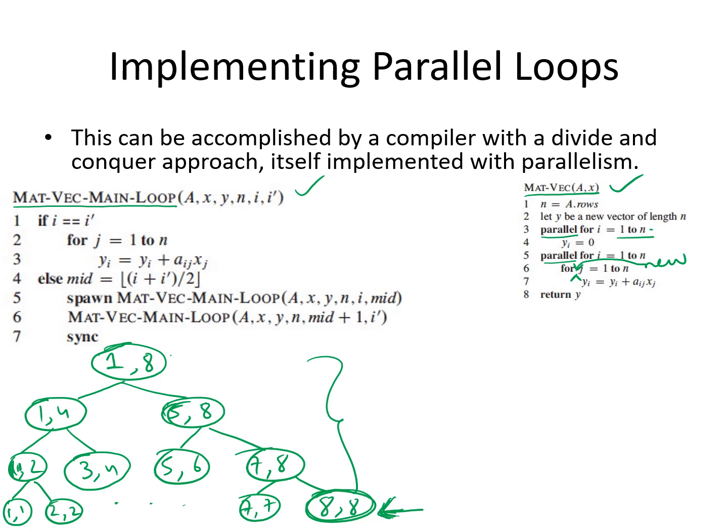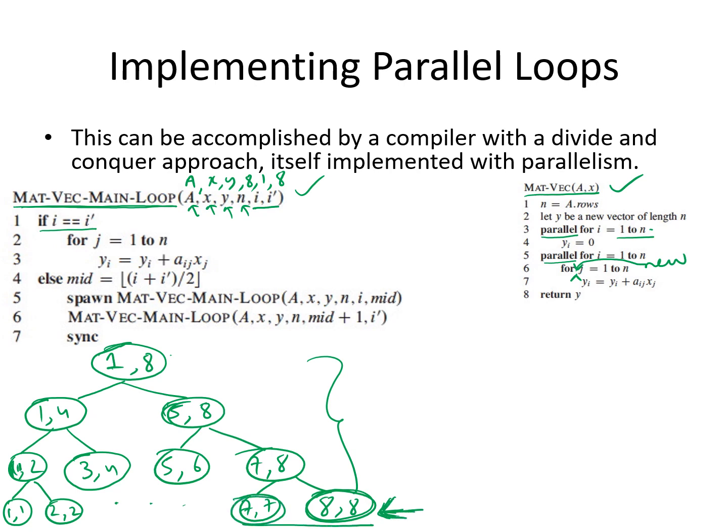So notice the parameters. This is the input matrix A, this is the input vector X, this Y is the vector that we are trying to compute, n is the number of rows in input matrix A. Recall that A is a square matrix, and i comma i prime are indexes 1 comma 8, 1 comma 4, 5 comma 8, and so forth that we are passing here. Assuming that your input matrix was an 8 by 8 matrix, the first call to this matrix vector main loop would look like A comma X comma Y comma 8 comma 1 comma 8. The base case of this recursive function is when i is equal to i prime. This is detecting that you have arrived at one of these leaf nodes.